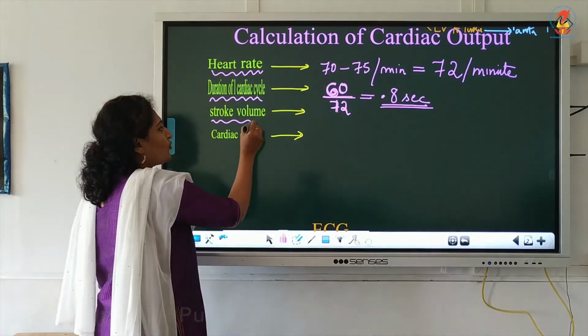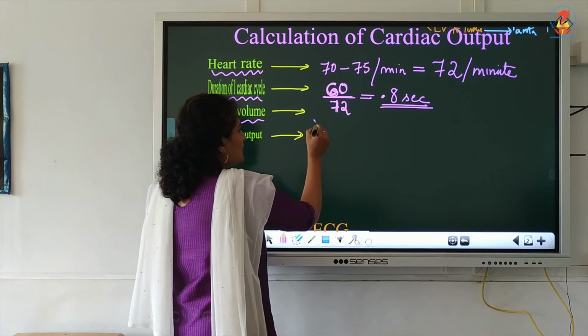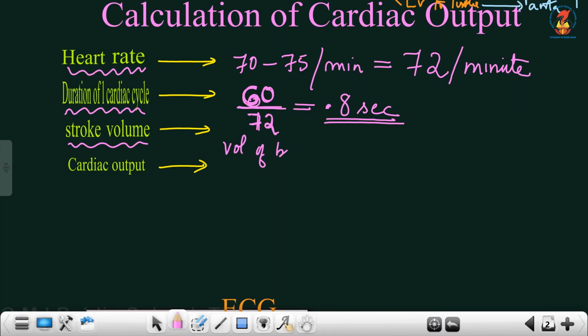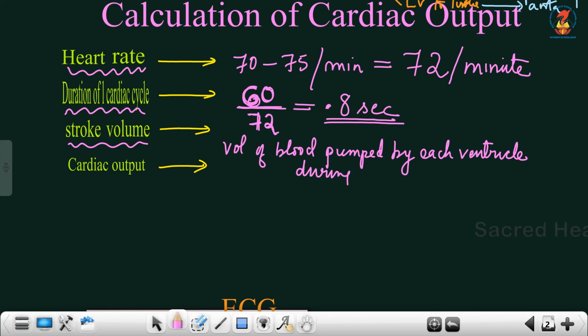Next is stroke volume. What is stroke volume? The volume of blood pumped by each ventricle during a cardiac cycle.